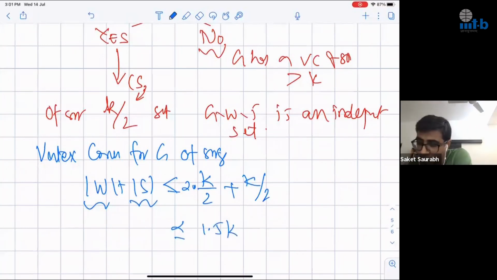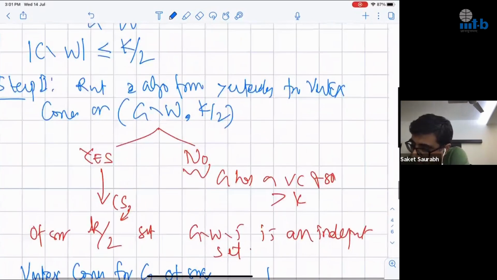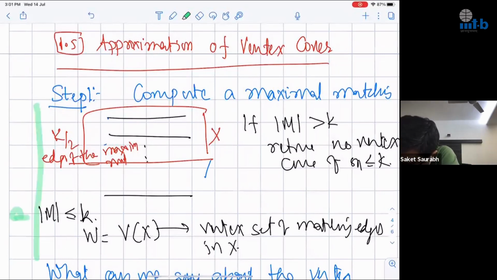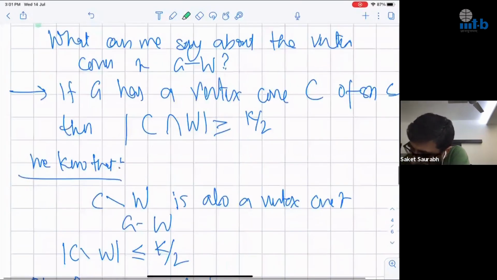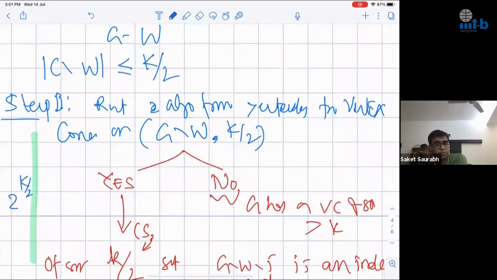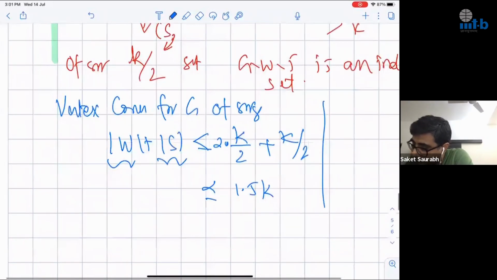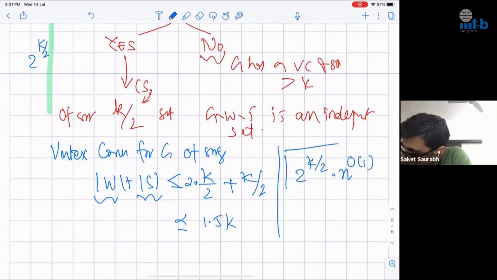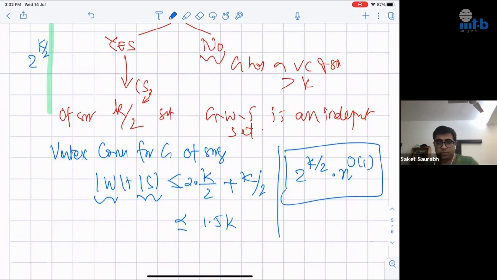Great for us. And what is the running time of the algorithm? Well, step 1 is polynomial time. Step 2 takes 2 to the power k over 2, because you ran the algorithm with parameter k over 2. So the overall running time of this algorithm is going to be 2 to the power k by 2 times n to the power big O of 1. Is this clear to all of you? If yes, put 1. If not clear, please feel free to ask, because it's the simplest of the algorithms we will have seen today.